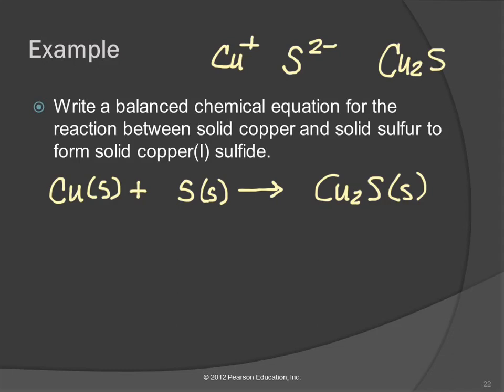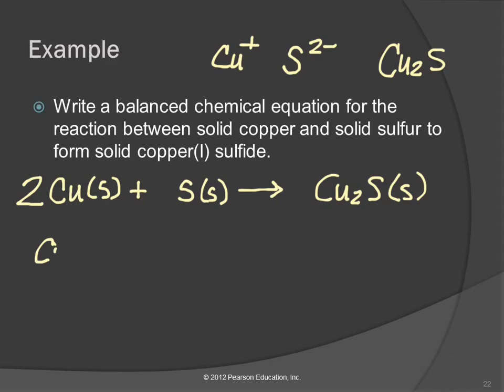The next thing we need to do is look at it and figure out if it's balanced or not. Here we have 2 elements that are by themselves on this side. We could start with either one. I generally start with the first one. So here's Cu. How many copper atoms are on the left side of the arrow? 1. And how many are on the right side? 2. So we can fix that by putting a large 2 in front of Cu. That says we need 2 copper atoms.